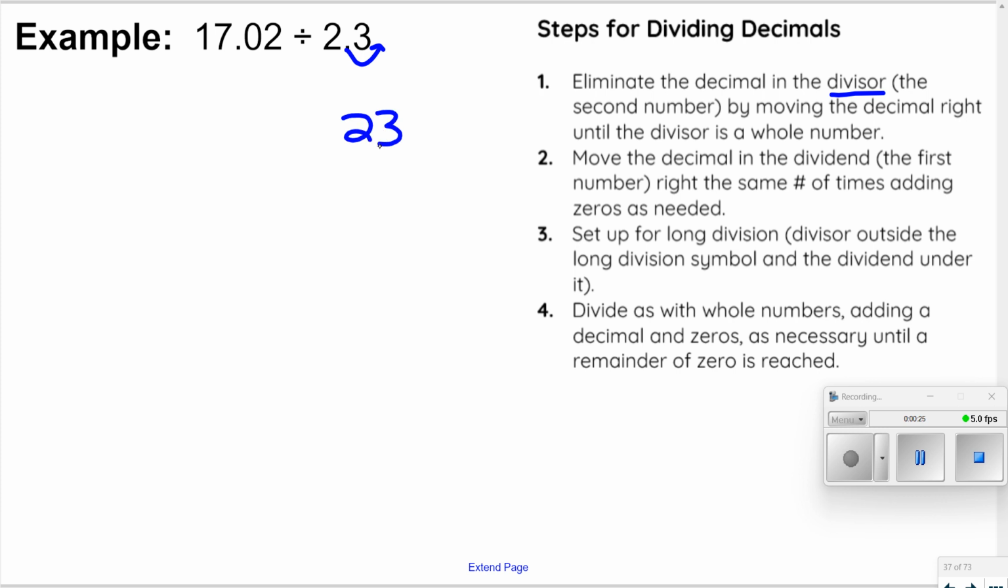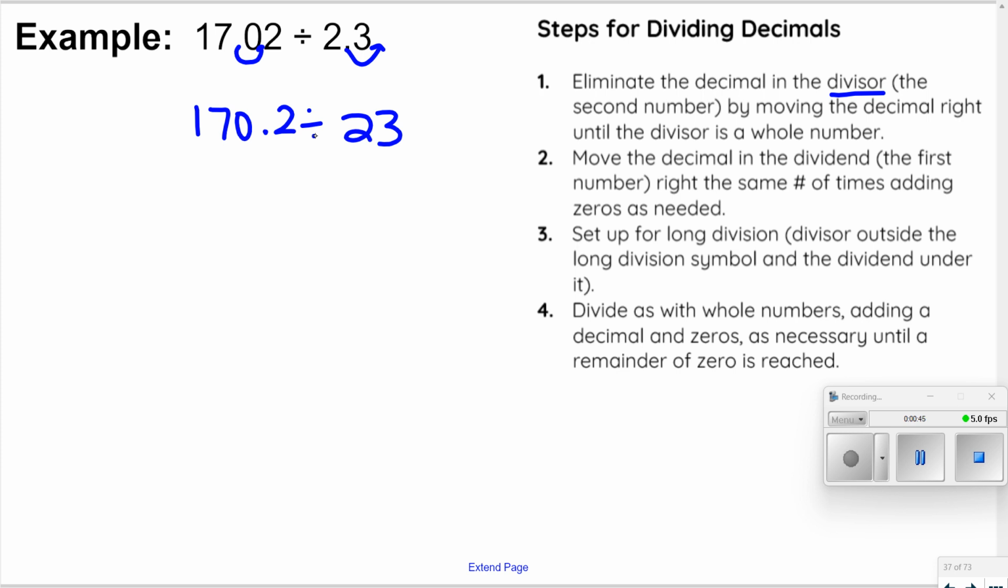Well, to be fair, if I did it for the divisor, I also have to do it for the dividend, which is the first number. So I moved it one to the right. So in the dividend, I move it one number to the right and I get 170.2. Now, it's okay if the first number is a decimal. The second number can't be a decimal.